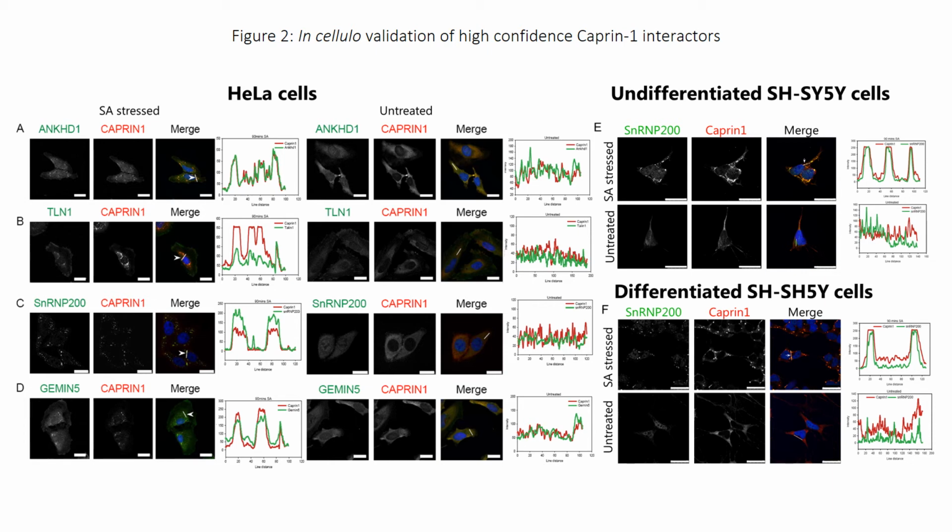We also wanted to note that we also tested heat shock and osmotic stressors, and SNRP200 also colocalized with Caprin-1 under these conditions in all the cells that we tested. Based on these results, SNRP200 became our top candidate, and so we wanted to see if it was a component of the cytoplasmic inclusions that we typically see in ALS patient postmortem tissues.